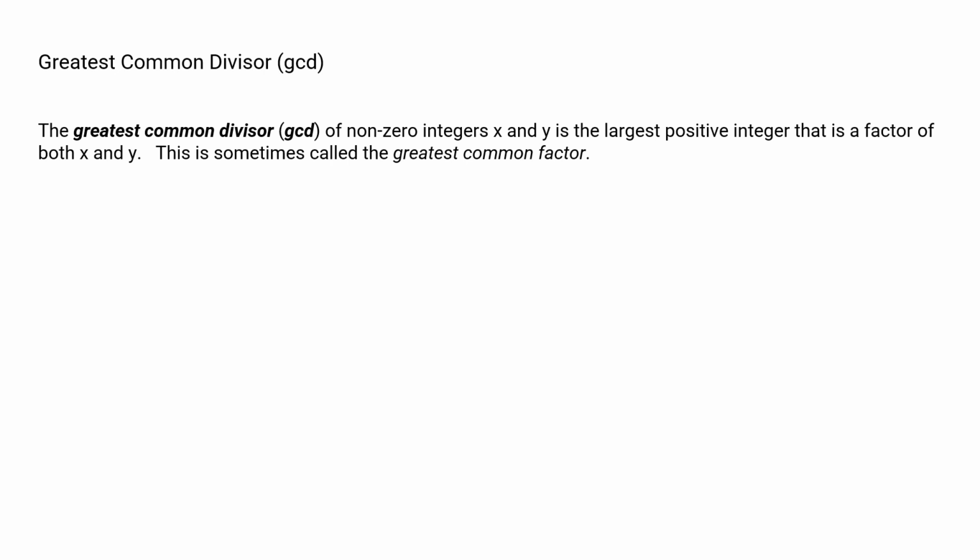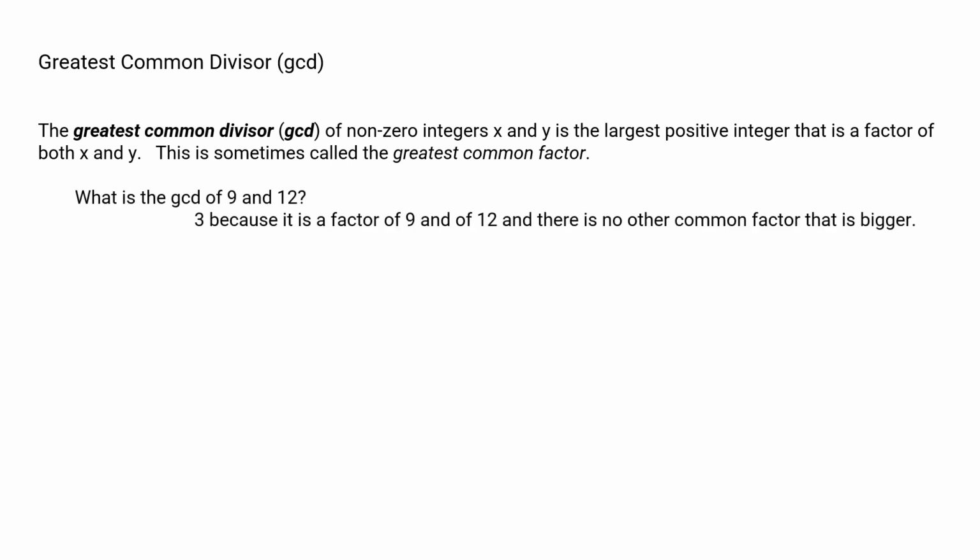Greatest common divisor. You may be familiar with this by calling it the greatest common factor. So the greatest common divisor, which we call GCD, of non-zero integers x and y is the largest positive integer that is a factor of both x and y. And again, it's also called the greatest common factor. So let's look at an example.